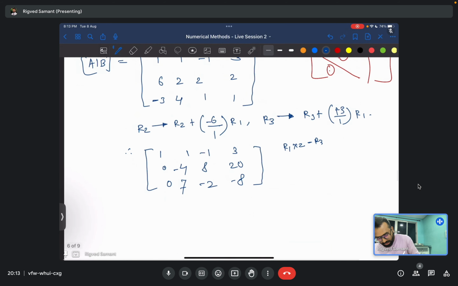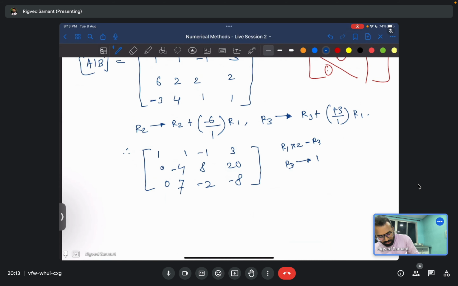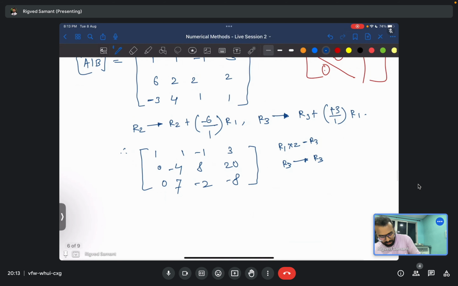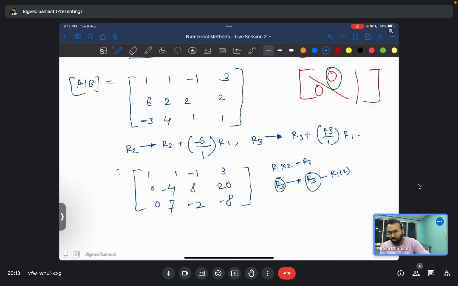Then you will change R3. So the syntax goes like R3, what you are changing for R3, R3 minus R1 into 2. That's what you're saying. But you can't just do it directly like that, sir. You have to follow some procedure. By doing this, you will get 0 here, but we have to get 0 here also in Gauss-Jordan.